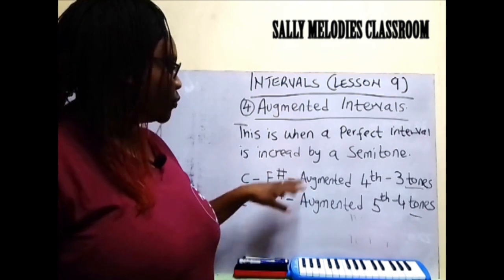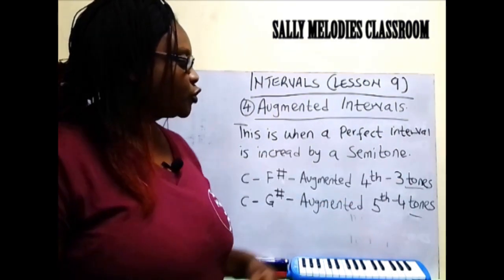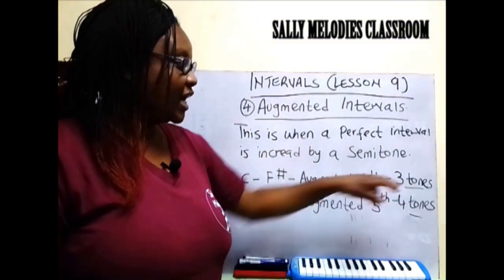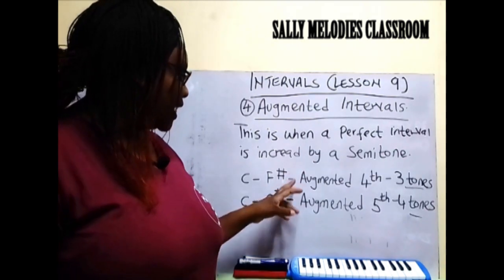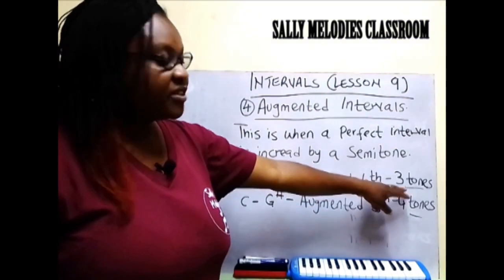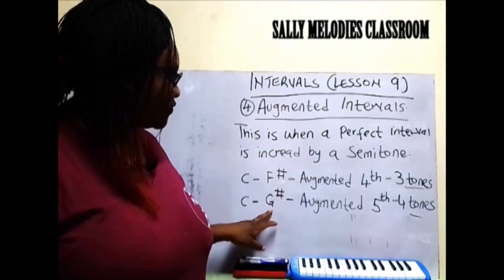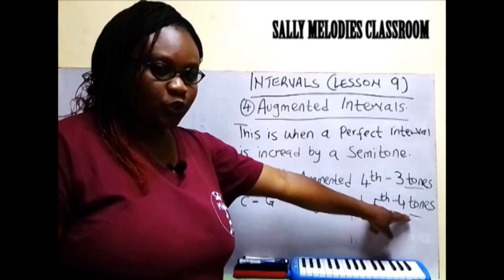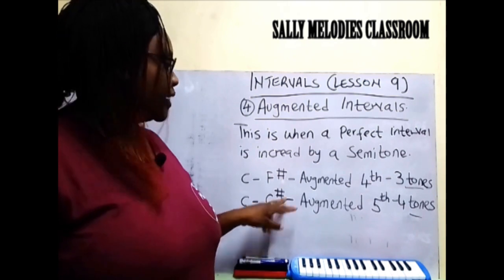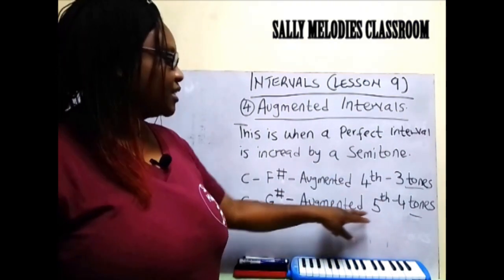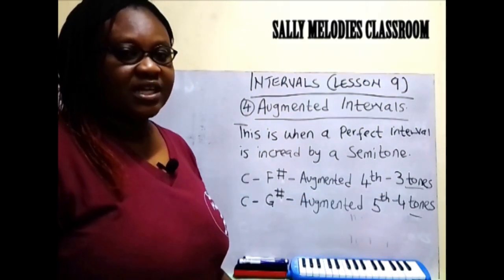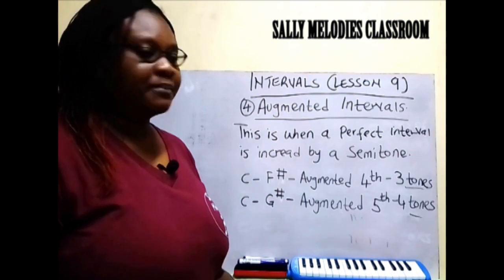So, we said even the number of tones will increase. A perfect fourth has 2.5 tones. But now, because we have added a semitone, now they become 3 tones. A perfect fifth has got 3.5 tones. And because we have increased by a semitone, now it becomes an augmented fifth with 4 tones. That one is just simple mathematics.